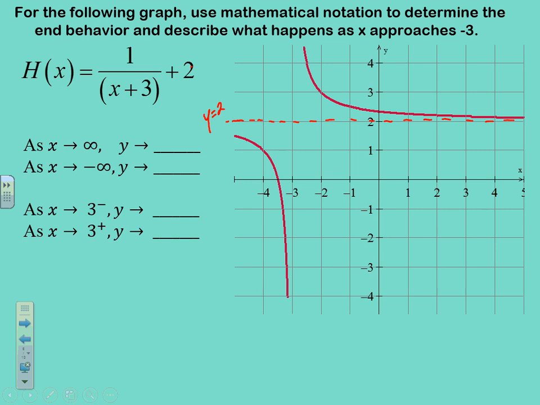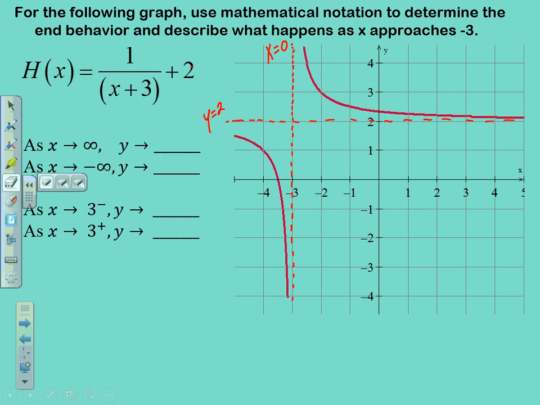Well, where it says x plus 3, that says move it 3 spaces to the left. So that's where my vertical asymptote is going to be located, because if we substitute a negative 3 in for x, that would give us a 0 in the denominator. So here my vertical asymptote is located at x is equal to 0. Oops, I'm sorry, I'm not paying attention. x is equal to negative 3.